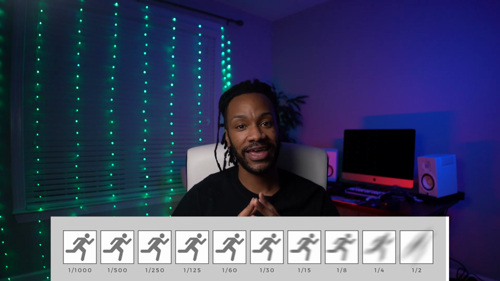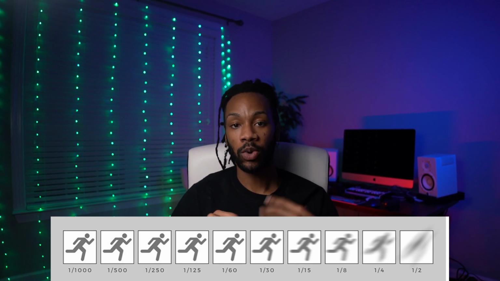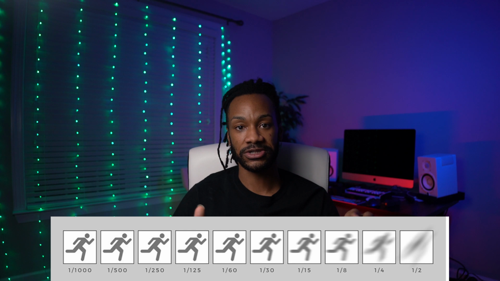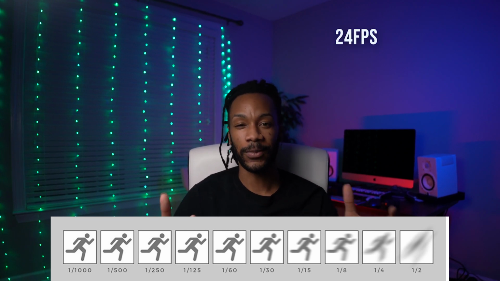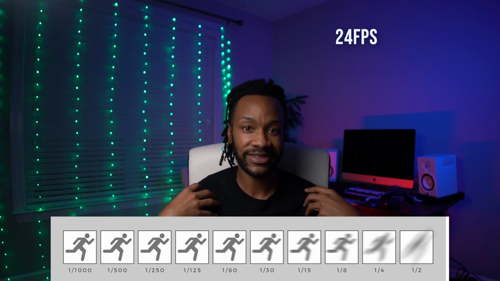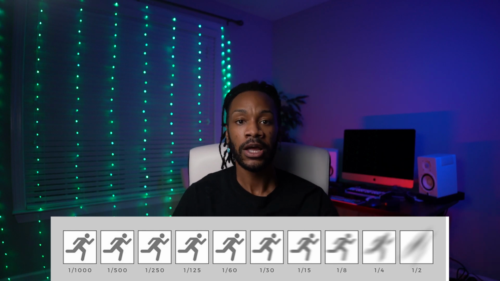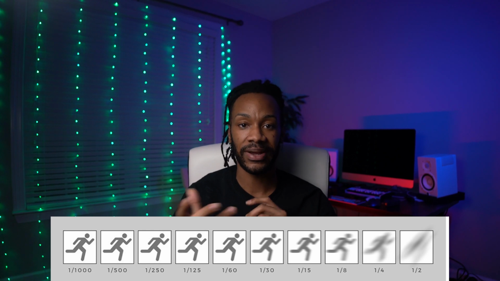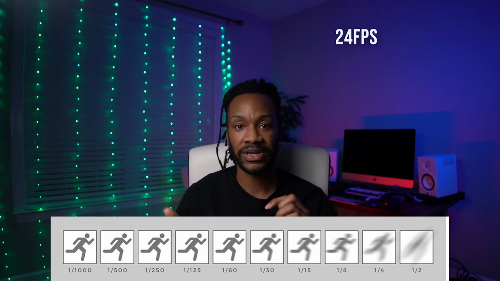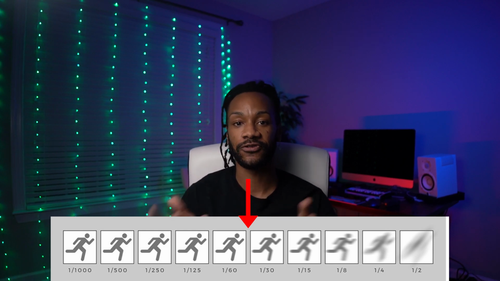So there's a rule in videography that says whatever your frame rate is, your shutter speed should be double that. And we'll do a separate video on frame rate, but just as a general heads up, 24 frames per second is what's gonna give you that movie look, that cinematic look. And we all like that cinematic look. Like this video you're looking at right now is 24 frames. It looks very cinematic. So if my frame rate is at 24 frames, then they're basically saying you should have your shutter speed at about 1/50 or 1/60 roughly, because that's twice the frame rate.